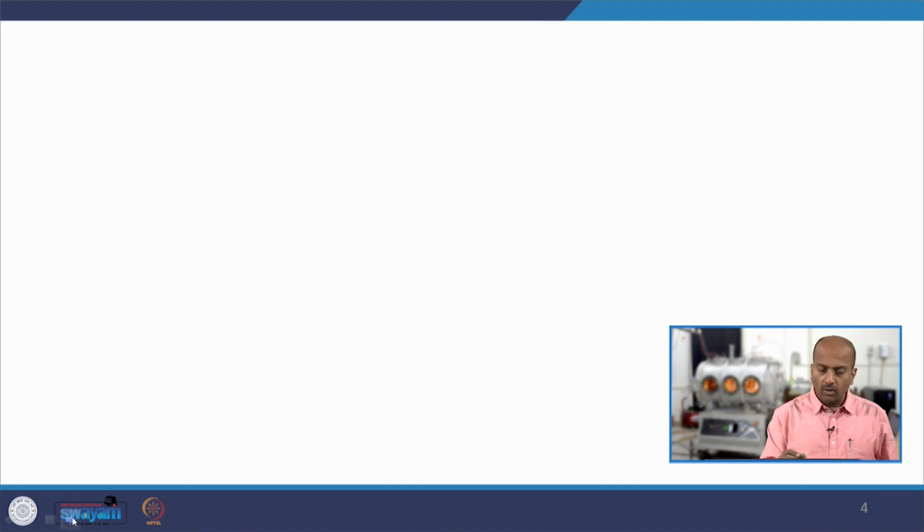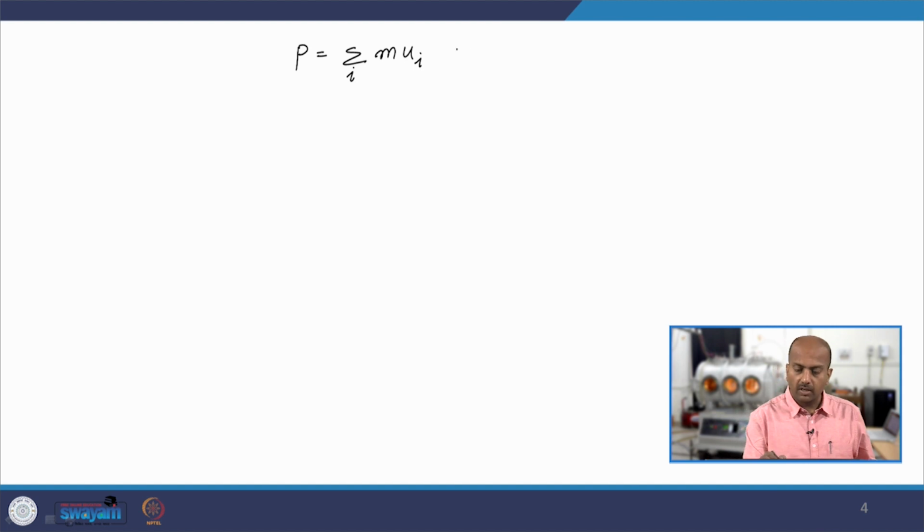So, similarly, we can also write the momentum. Momentum P is equal to the summation over i of m ui. Say the mass is the same for all the particles. It can be written as m delta n v, or m n delta v.